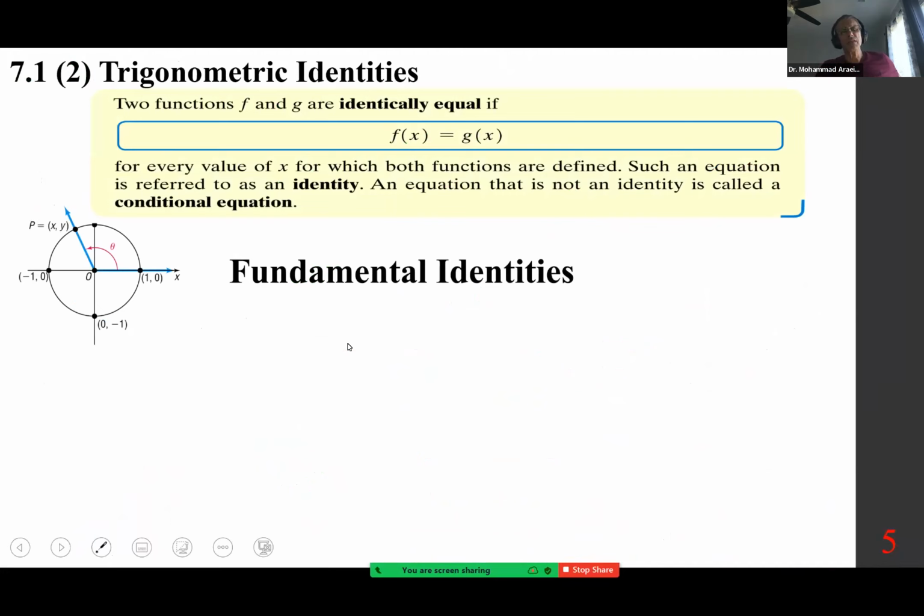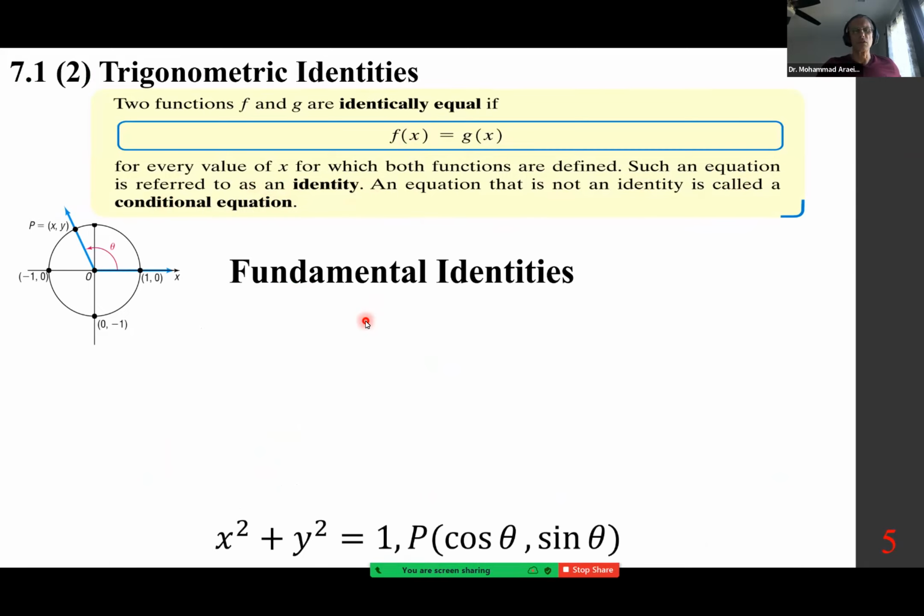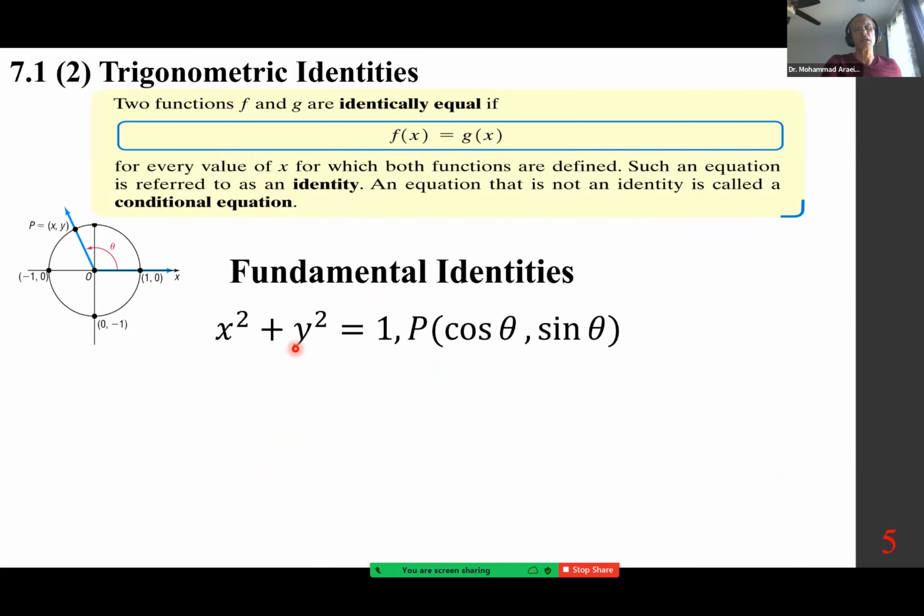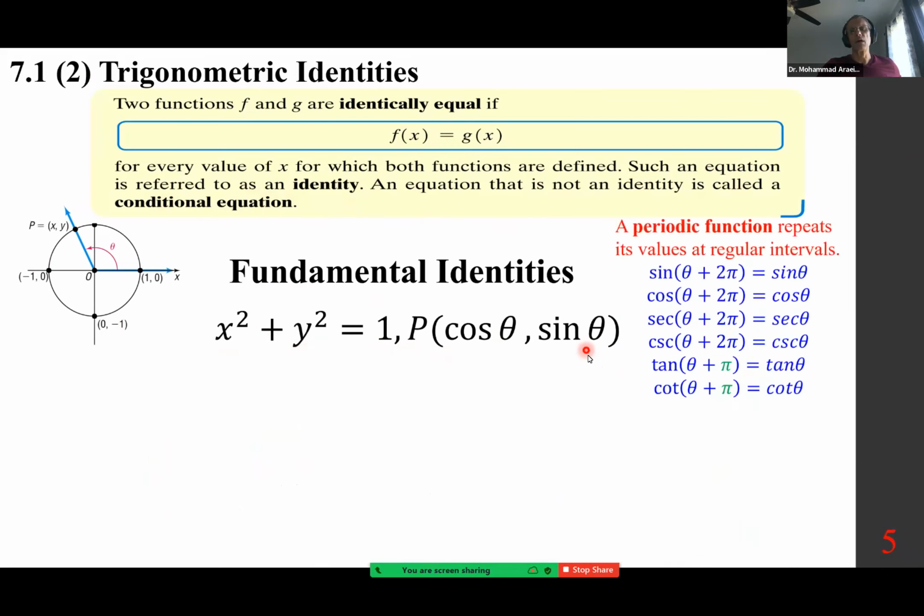Now, the same fundamental identities that we've seen work out here. First of all, two functions are considered identical if f of x equals g of x for every value of x for which both functions are defined. Such an equation is referred to as an identity. When it comes to trigonometry, there are fundamental identities that we have discussed, starting with the unit circle, x squared plus y squared equals 1, and x is represented by cosine, y is represented with sine.